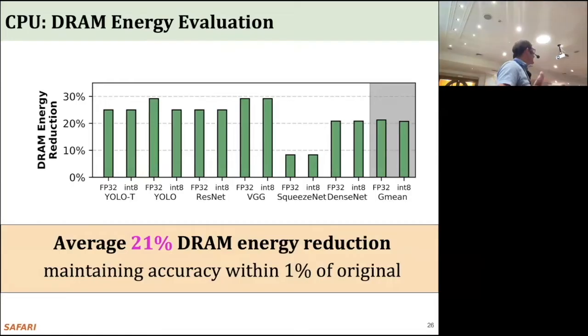Okay, so what's the benefit? The benefit is you get significant energy reduction in DRAM, while accuracy is reasonable, depending on your accuracy target. Again, if accuracy loss of less than 1% is not acceptable, don't do this. If it's acceptable, then you can do it.